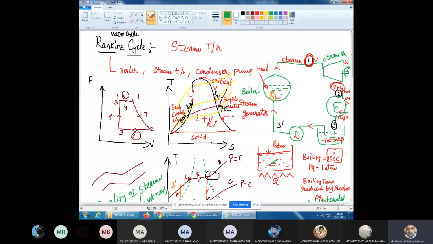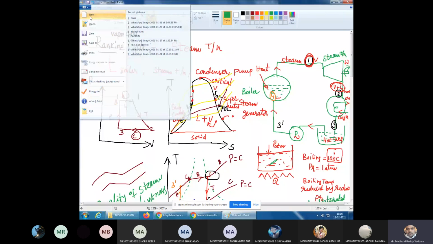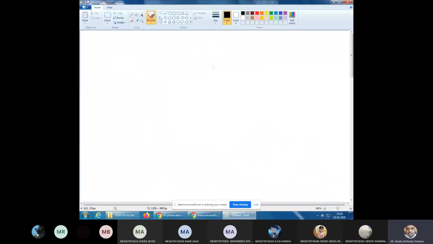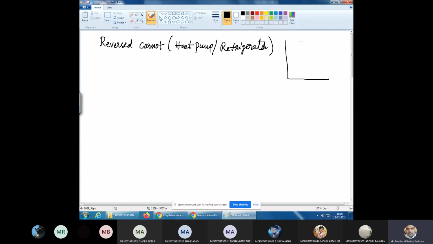So if you recall, I already discussed the reversed Carnot cycle in the third unit. Heat pump and refrigerator work on the reversed Carnot cycle. I already explained the derivation of COP also. Once go through it, and if you forget, go through the video. If you simply reverse the processes of the Carnot cycle, you get the reversed Carnot cycle.